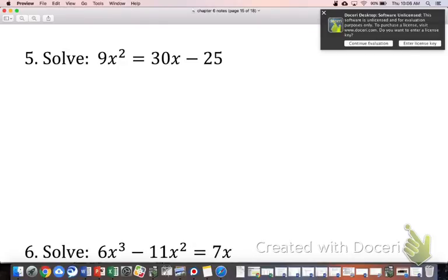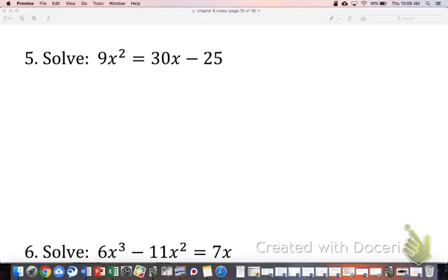I've had a number of folks ask, why don't I just subtract 9x squared over? And while you certainly can do that, there's no rules against that, I don't recommend it simply because I found it to be easier to have your a value be a positive number instead of a negative number.